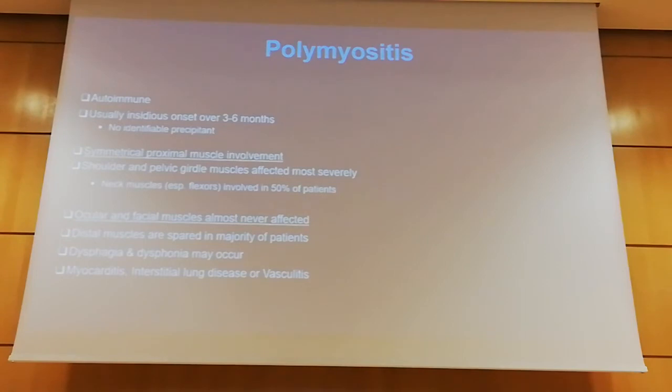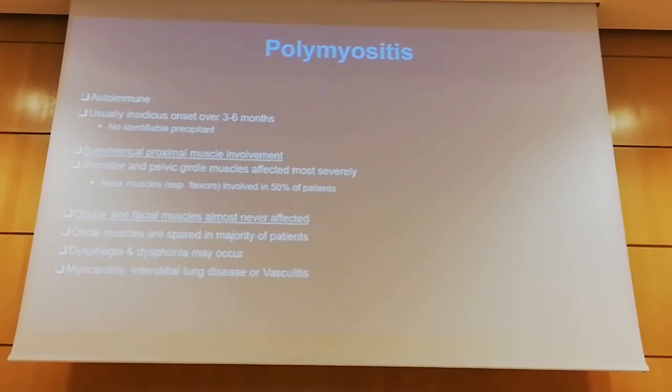All right, starting with polymyositis, obviously there is involvement of multiple muscles, in this case, symmetrical involvement of the proximal muscles, most likely the neck muscles, in about 50% of the cases. That's important to keep in mind, also for your exam. The ocular and the facial muscles are almost never affected, also important. Distal muscles are spared in the vast majority of patients. There is association with dysphagia and dysphonia. And there is also association with other autoimmune manifestations of the disease, such as myocarditis, interstitial lung disease, or vasculitis.